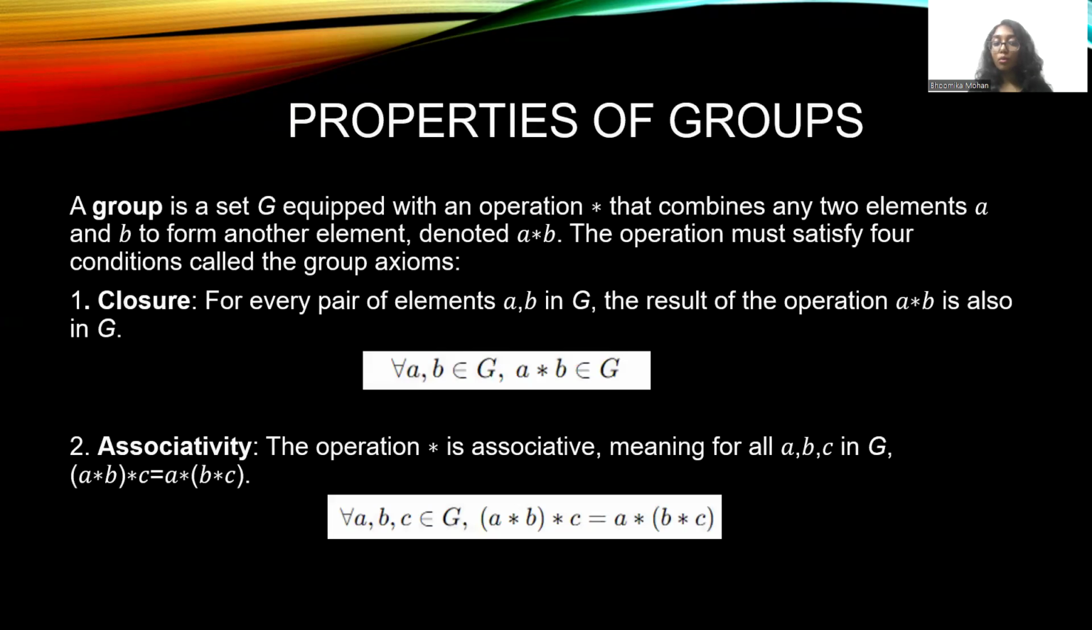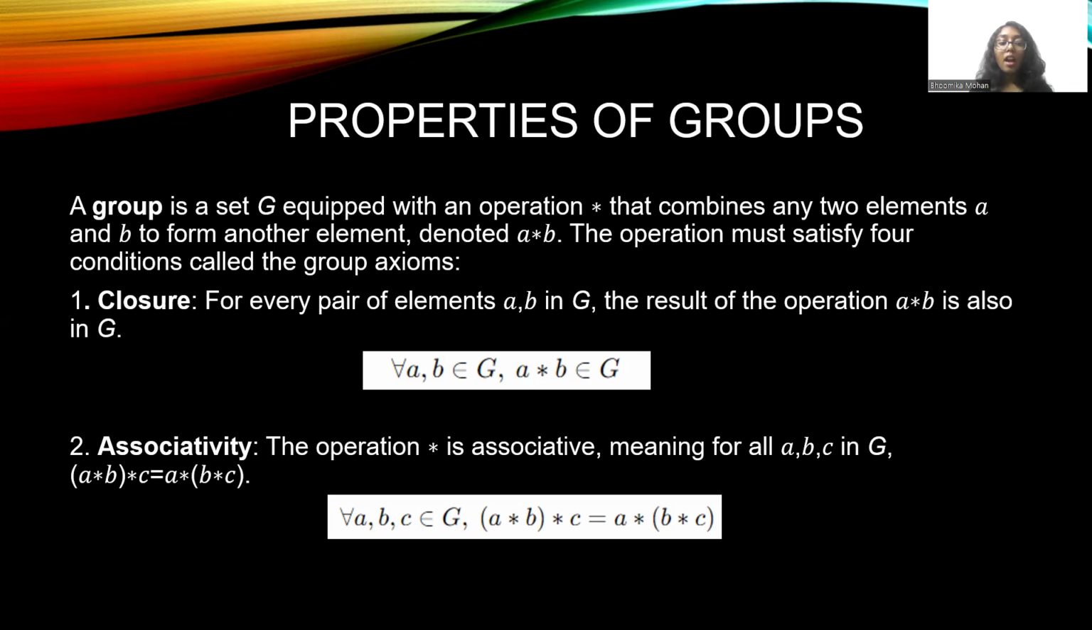Coming to properties of groups, a group is a set G equipped with an operation that combines any two elements A and B to form another element denoted A star B. The operation will satisfy four conditions called the group axioms. The first one is closure. For every pair of elements A and B in G, the result of the operation A star B is also in G. That in symbolical form is for all A, B belongs to G, there exists A star B that belongs to G.